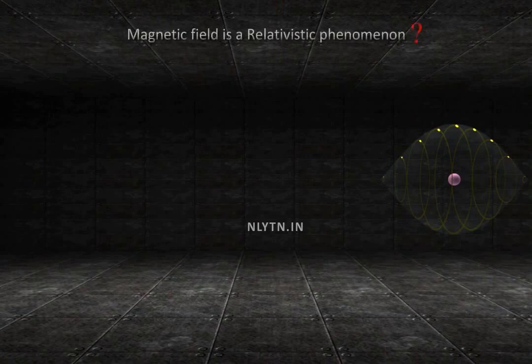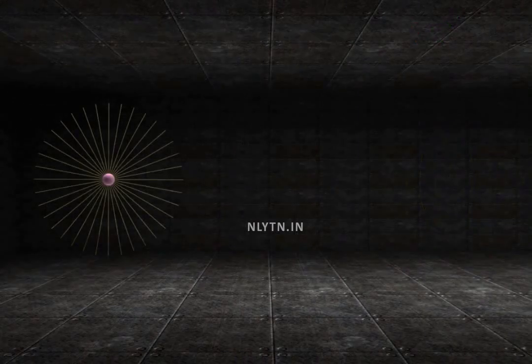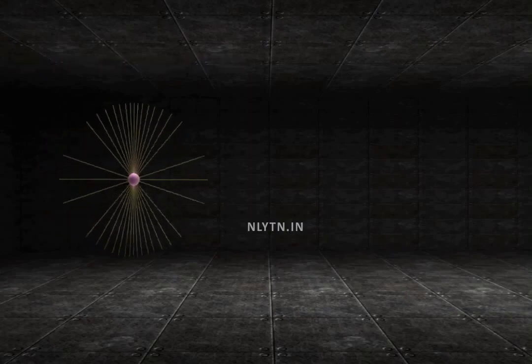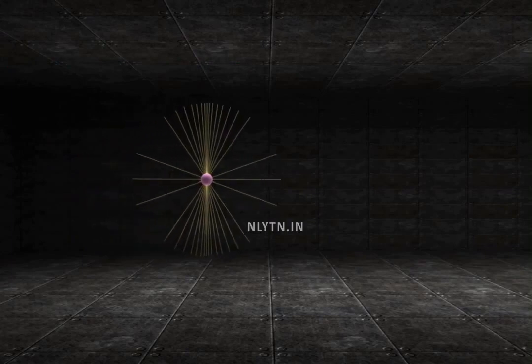So does this mean that magnetic field is a relativistic phenomenon? Yes, it is. In fact, even the electric field is not exactly what we have known it so far. When this charge is stationary, its electric field is what we have discussed before. But the moment this charge starts moving, its electric field also changes.